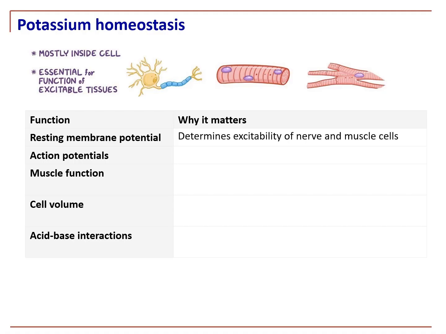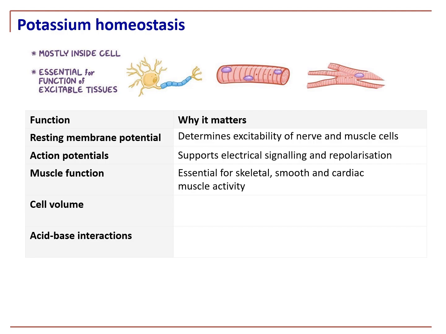So resting membrane potential. Well, obviously that is important because it determines the excitability of both nerve and muscle cells. In terms of action potential generation, of course, potassium is involved in supporting electrical signaling and repolarization after an action potential. Muscle function, we know, is essential for skeletal, smooth, and cardiac muscle activity. And as 98% of the potassium is inside the cells, at about 140 millimoles per liter, it's the major intracellular cation, so it contributes to intracellular osmolality, or the concentration of everything within that cell.